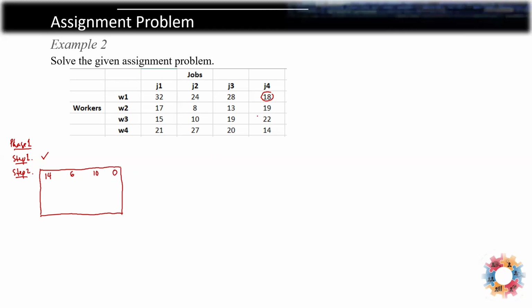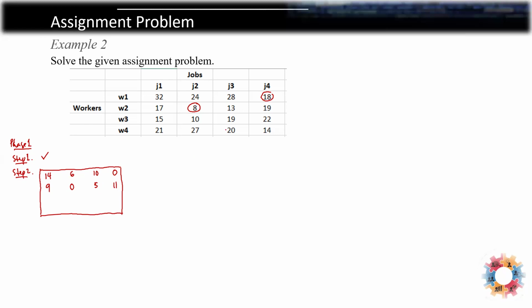Okay? Then the second row, the smallest is 8. So let's subtract each entry by that smallest number. So 17 minus 8 is 9. 8 minus 8 is 0. 13 minus 8 is 5. 19 minus 8 is 11.